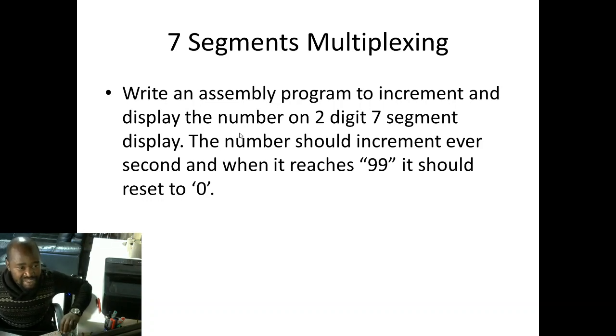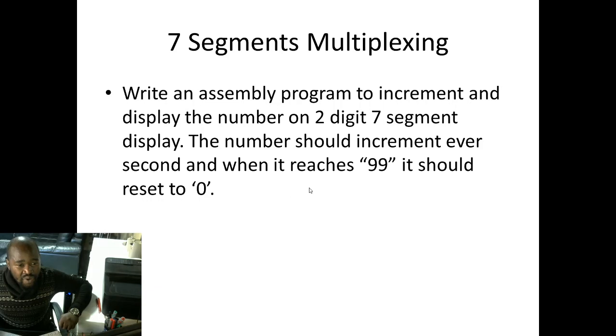Our example says: write an assembly program to increment and display the number on a 2-digit 7-segment display. The number should be incremented every second, and when it reaches 99, it should reset to 0. So the number is incremented every second, displayed on a 2-digit 7-segment display, and when it reaches 99, it has to go back to 00, because it's a 2-digit number.